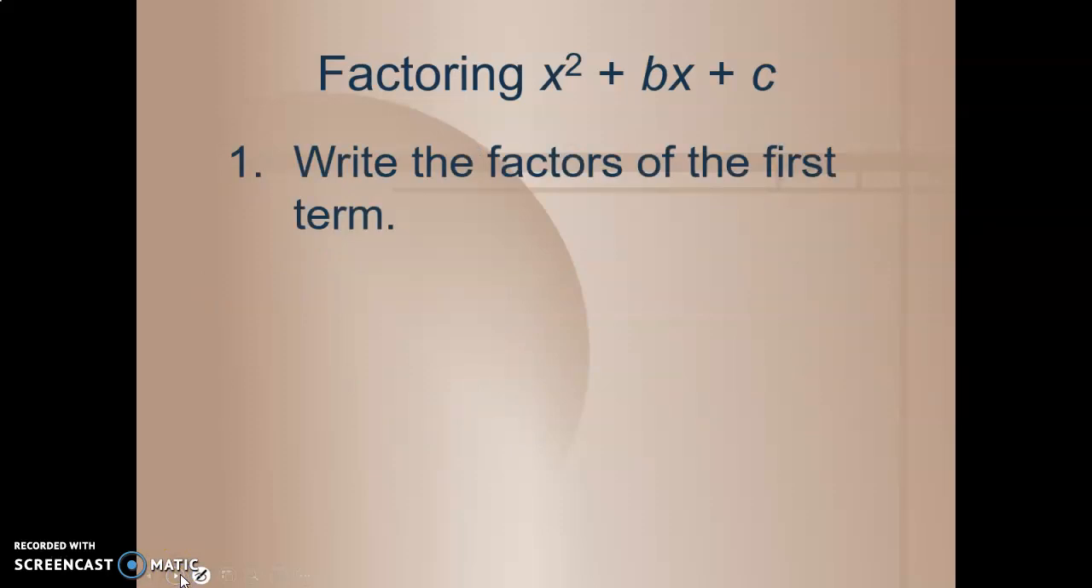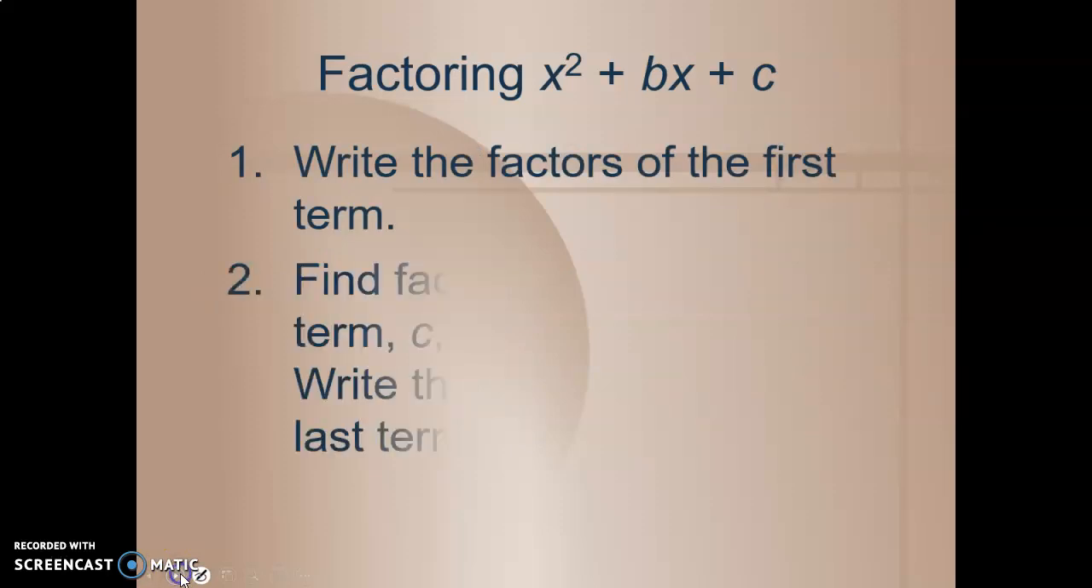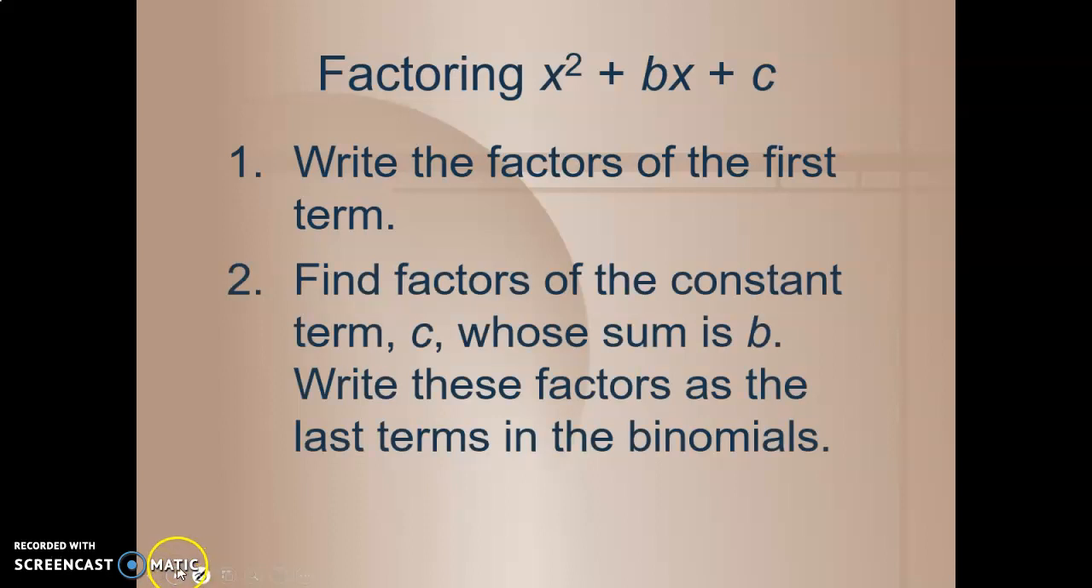So the first thing that we want to do is write the factors of the first term. Our first term is x squared. Then we want to find factors of the constant term, c, whose sum is b. So we want to find two numbers that when multiplied equal c, but when added will add up to our b term. So a number times a number equals c, and those two numbers need to add up to b.